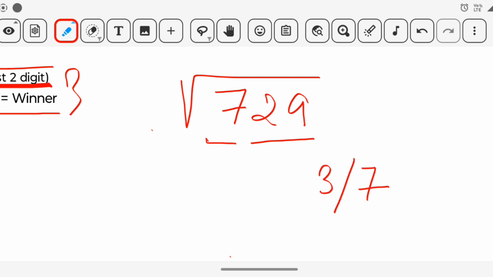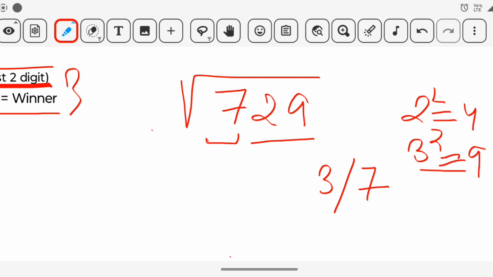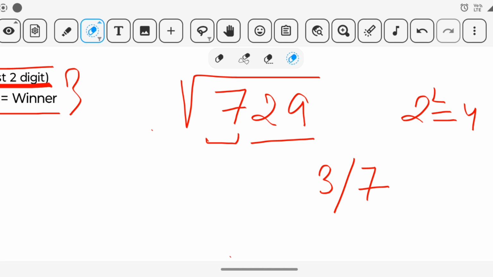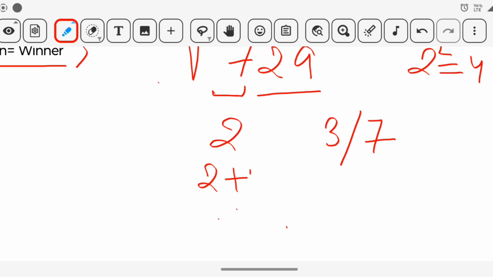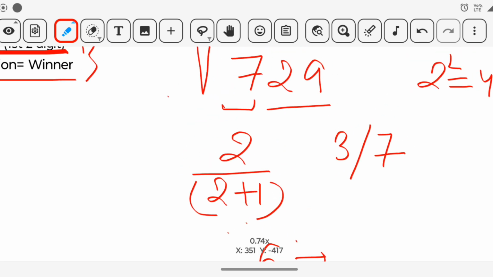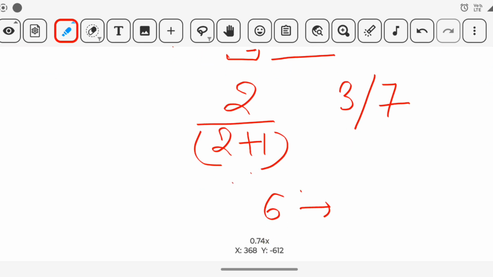And the remaining target after 2 remaining is 7. So we know 2 square equals 4, 3 square equals 9. So if you take 3 square, it will be bigger than 7. So the immediate before is 2 square, 4. So let's write 2. So 2 will be multiplied with 2 plus 1, that is 3. So 2 multiplied by 3, that is 6. 6 is the calculation. So our target 7 is bigger than 6, our calculation.